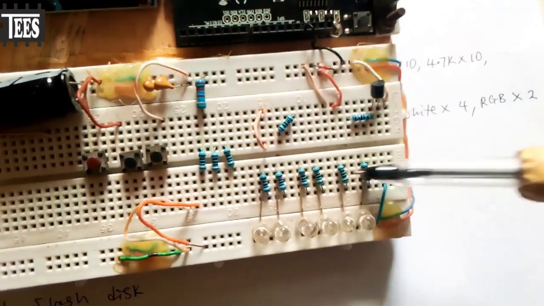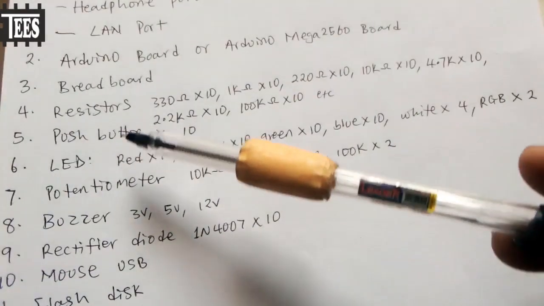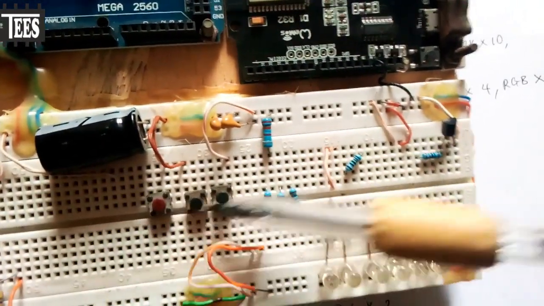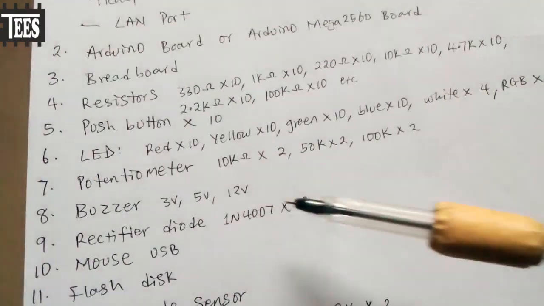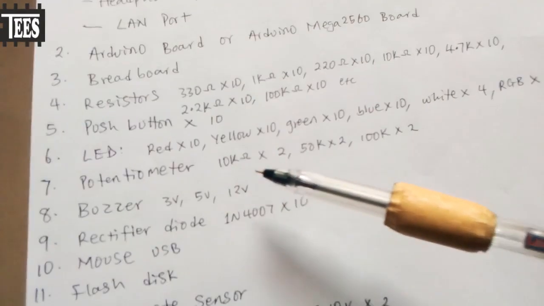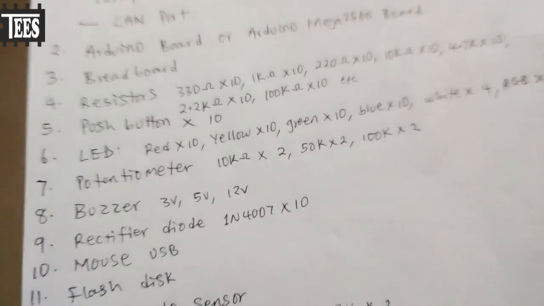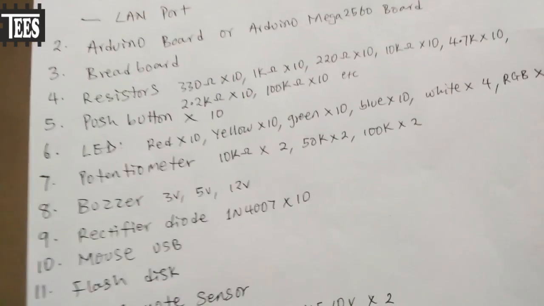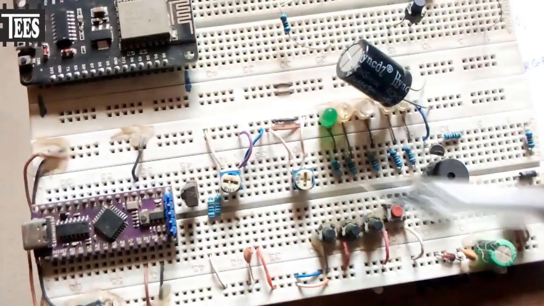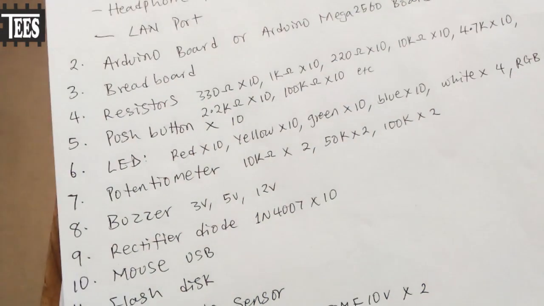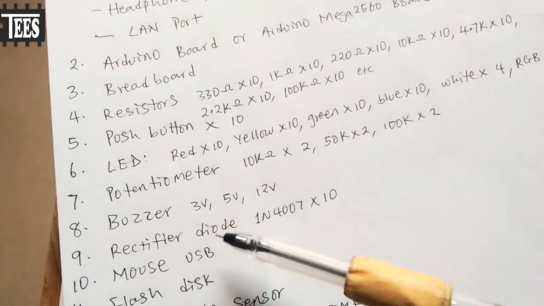These are the resistors. Then we need push buttons. These are push buttons. You can get them like 10 pieces. Then we have potentiometer, 10 kilo ohms, 50 kilo ohms, 100 kilo ohms. So here you can see we have potentiometer. We have another one here. So you can get them. Then we need buzzer.